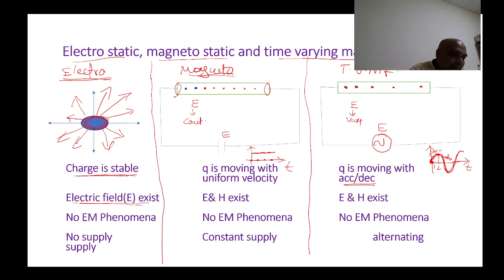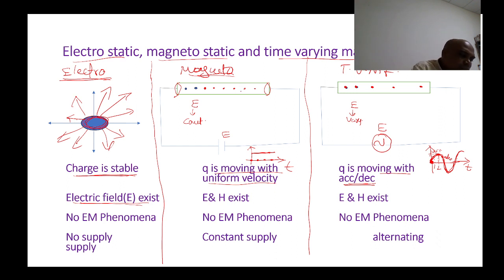So if you apply AC, charge is moving with acceleration and deceleration. If you apply DC, charge is moving with uniform velocity and maintains equal distance between any two charge particles. But here the distance is unequal. That is the major difference between DC and AC. When you apply DC and AC to the conductor, what happens? For DC, charge is moving with uniform velocity and maintains equal distance. But for AC, charge is moving with acceleration and deceleration with unequal distance.